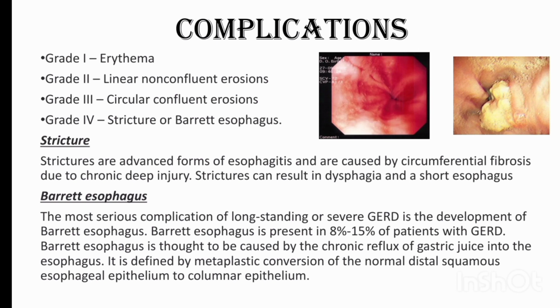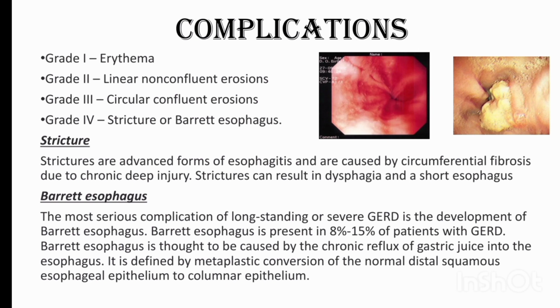Erythema is a condition where we can observe redness due to the continuous exposure to the gastric contents, whereas non-confluent erosions and confluent erosions are due to damage to the tissue lining. Strictures are an advanced form of esophagitis and are caused by circumferential fibrosis due to chronic deep injury. Strictures can result in dysphagia and a short esophagus.